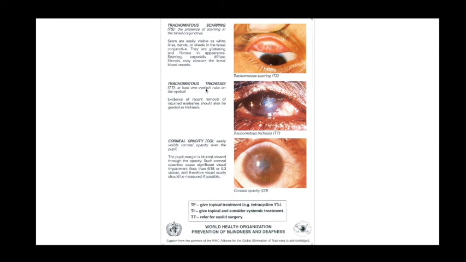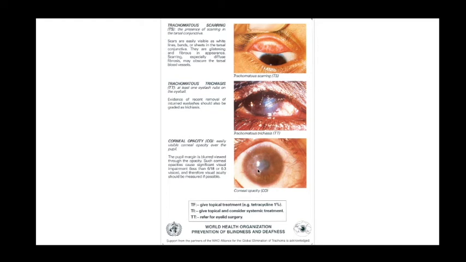Then trachomatous trichiasis, that is the eyelashes rubbing. At least one is enough. We can call it trachomatous trichiasis. Then the corneal opacification. You can see there is a blood vessel running over the cornea. Cornea is naturally an avascular structure, you know.